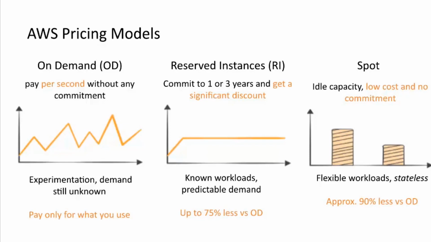And finally, we have Spot. So Spot is the available idle capacity we have on the availability zones. It's the same instance that you can launch on demand. You can launch it as a Spot instance. It has no commitment. You can turn off whatever you need, and it can give 80 to 90% cheaper than on demand. So again, it's 80 to 90% cheaper than on demand, no commitment.